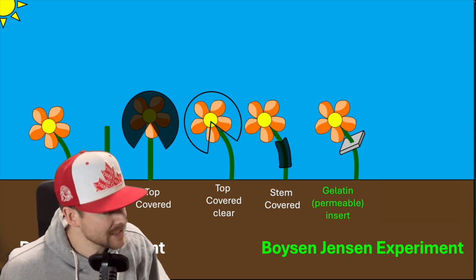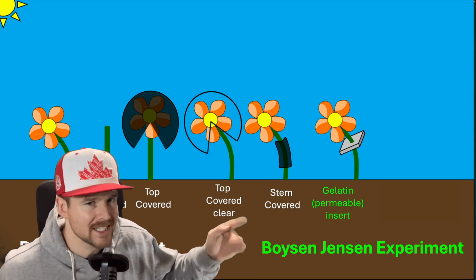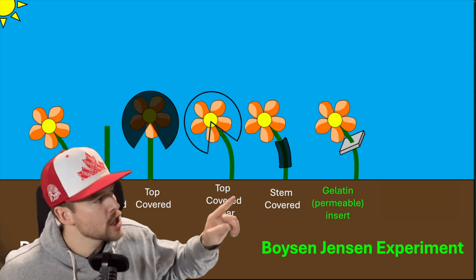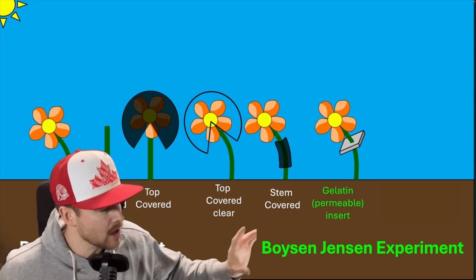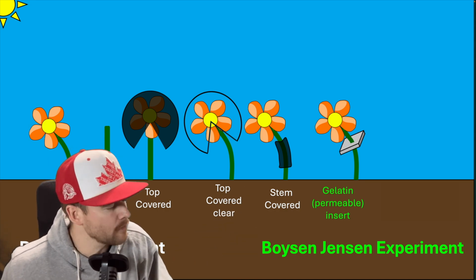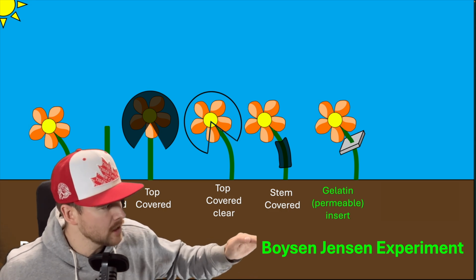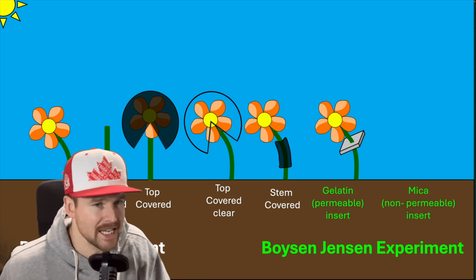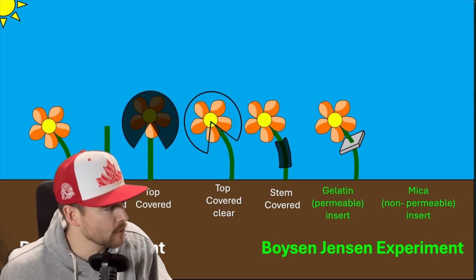So what's that saying? That's saying that information somehow was signaled from the top of the plant through the stem to cause it to bend. That's what it seems like so far. But what if you stopped it from flowing? What would happen there? So now let's insert some mica, something that doesn't allow chemicals to flow through it.